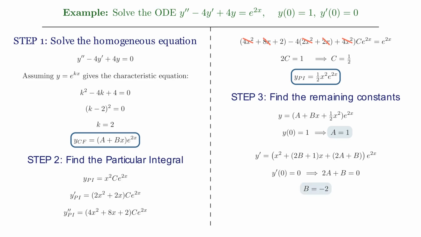As we found the values for a and b, we get that y = (1 - 2x + (1/2)x^2) e^(2x).